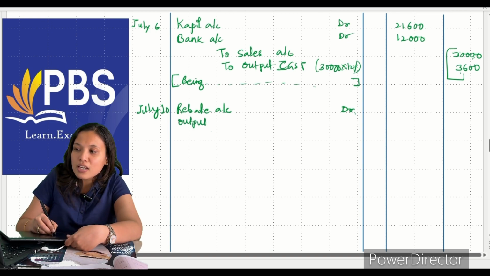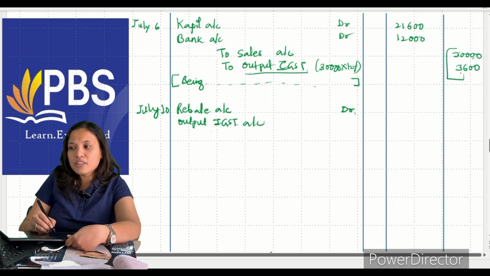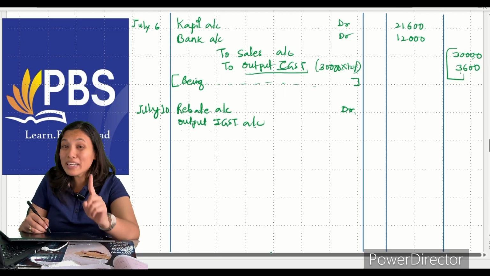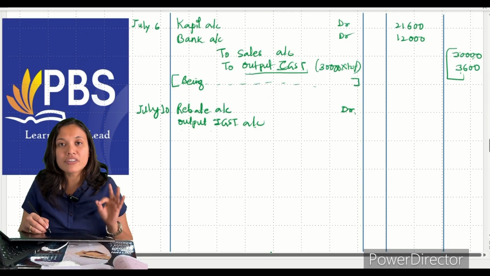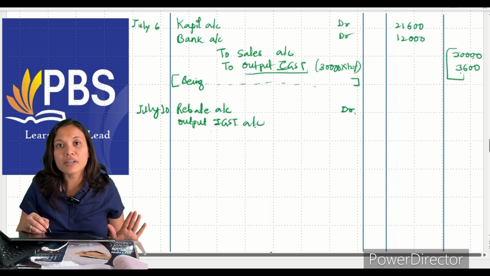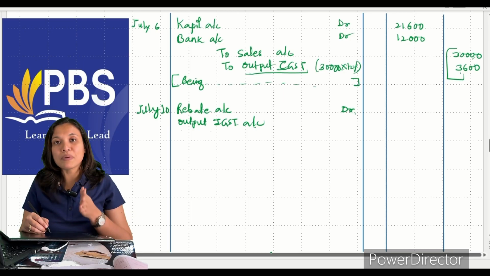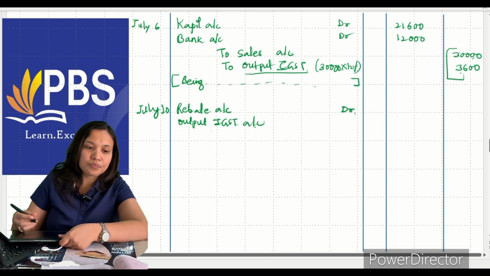So output GST, what IGST is paid here. So output IGST account debit. See, in the previous entry only we have this Kapil entry. So output GST is on the credit side. So to reverse it, I will debit it. Only because goods are defective, we are taking it on rebate. Otherwise, it does not come. If it's a normal cash discount, it will not come. It is coming here only because this rebate is given on goods being defective. Clear?